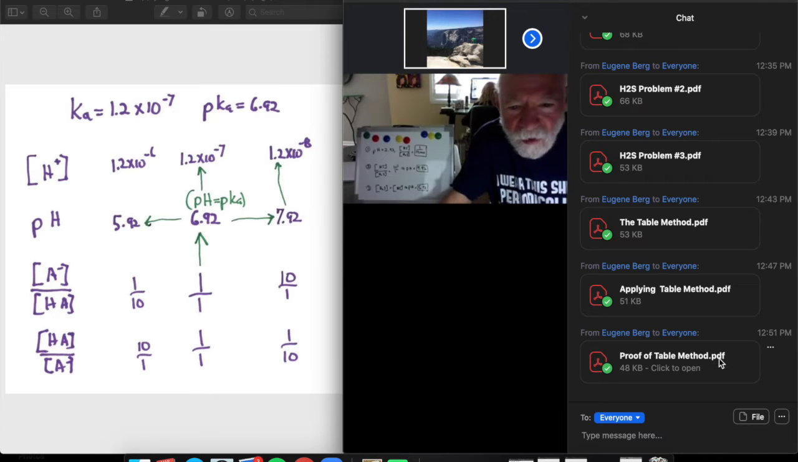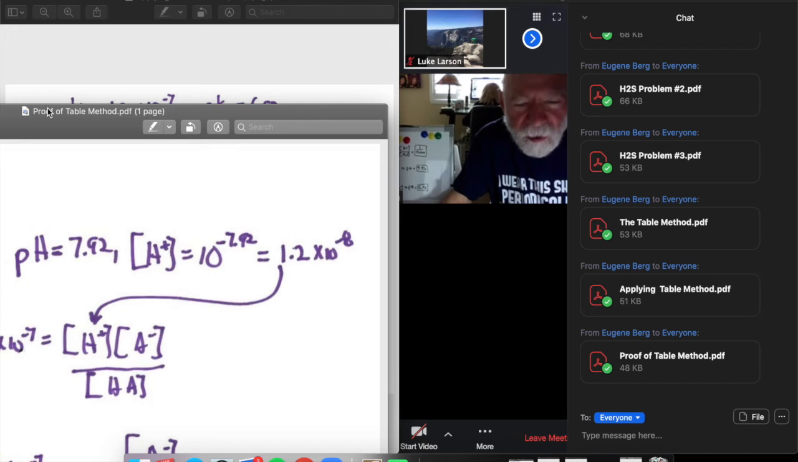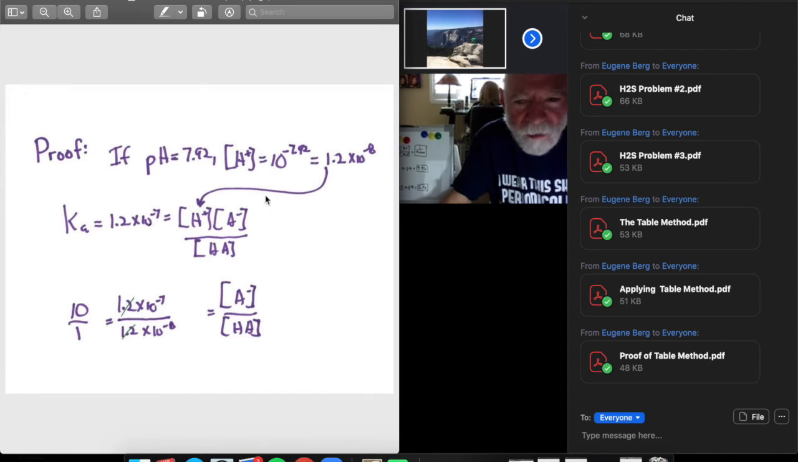Okay, converting that to hydrogen concentration is 10 to the minus pH. So 10 to the minus 7.92 is 1.2 times 10 to the minus 8. Now, if I plug this hydrogen concentration into the mass action expression and solve for the ratio of base to acid, I get 1.2 times 10 to the minus 7 divided by 1.2 times 10 to the minus 8, which reduces down to 10 to 1.